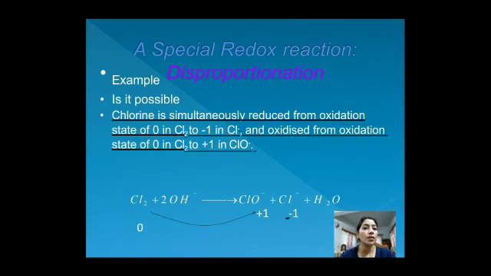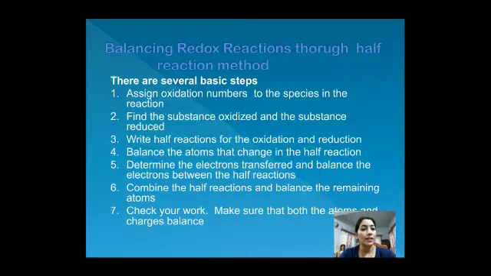A special redox reaction: is it chlorine? Chlorine is simultaneously reduced from oxidation state 0 to -1 in the chloride ion, and oxidized from oxidation state 0 in Cl2 to +1. This is a disproportionation reaction because only one chlorine is changing its oxidation state, from 0 to +1 and 0 to -1.